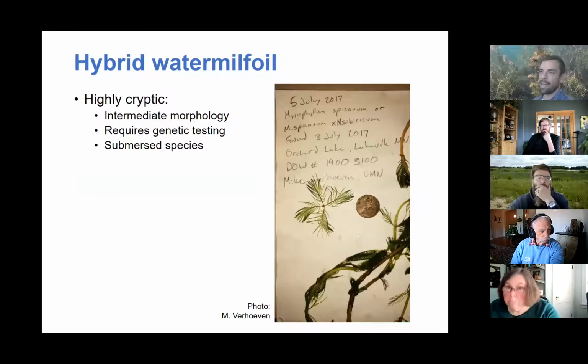This is, again, a highly cryptic invasion. You end up with this intermediate morphology where plants look something in between the native and the non-native. It requires genetic testing to confirm. And the situation is even more challenging than with Phragmites because it's a submersed species. So you can't see it when you're driving by on the highway. You have to really go out looking for it.